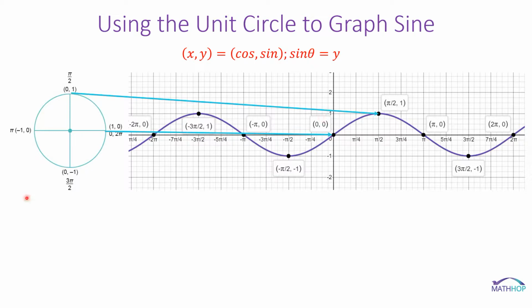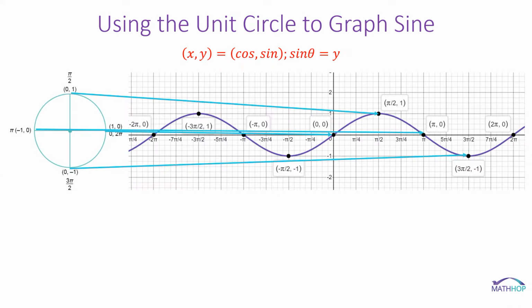Moving along the circle, we go down to pi. Pi has the point -1, 0. Again, the y-coordinate is 0. So the sine value for pi is 0. Moving along to 3 pi over 2, we have the point 0, -1. The y-coordinate is -1. Therefore, for 3 pi over 2, the sine value is -1.